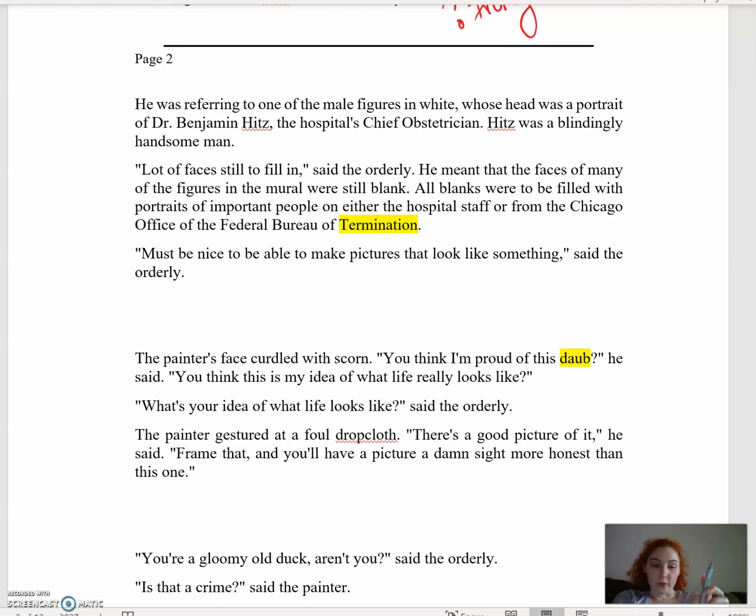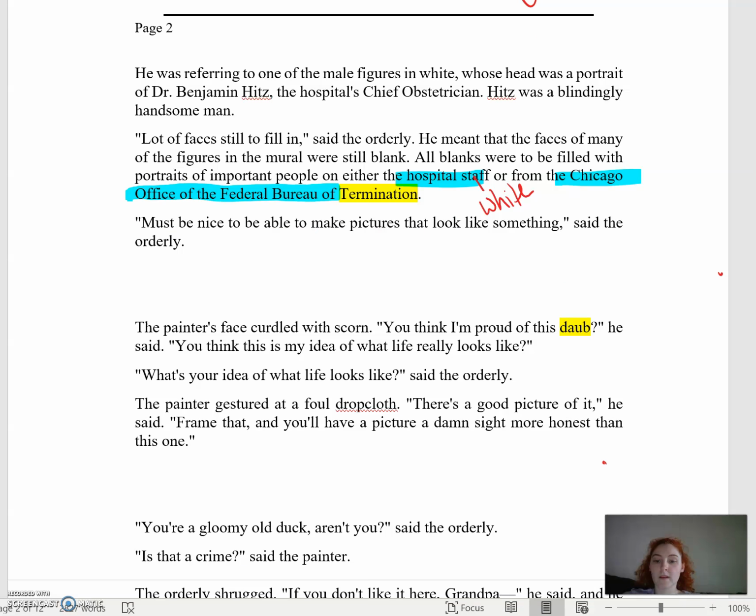And we get our next clue, again, about this mural, in that the hospital staff are the people who wear white, and the people from the Chicago office for the Federal Bureau of Termination. The Office of the Federal Bureau of Termination. And if the hospital staff are the people who wear white, that means that these must be the people who wear purple. And we already have some of those associations for the color purple. So termination is the third question in your CFU. So please go and take a second to decide what you think the definition of termination must mean.